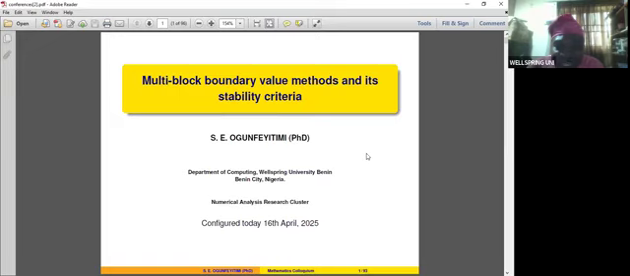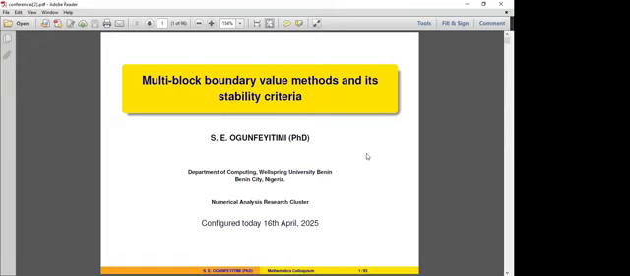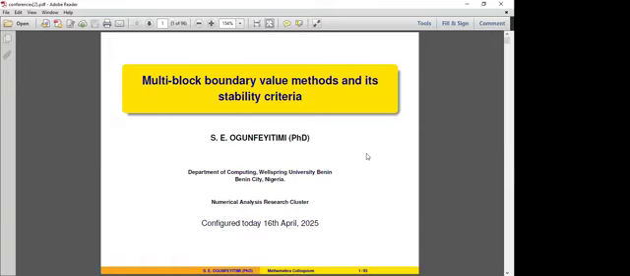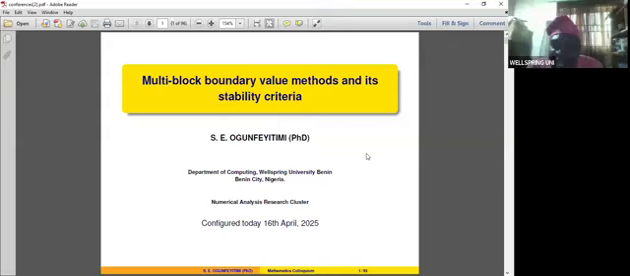When you say initial value method, these are methods that require only initial conditions. I hope you can hear me. But when you talk of boundary value methods, they are methods that require both initial and final conditions, just like the case of initial value problems and boundary value problems. So that's the difference. Initial value methods require only initial conditions, but boundary value methods require both the initial and final conditions. You couple all of them together before implementing.